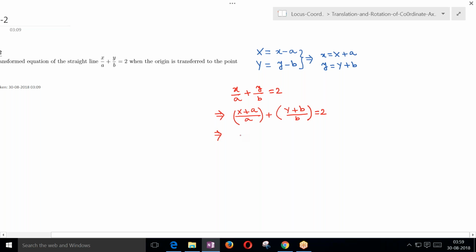Now let's do some simple algebraic simplification. Capital X by a plus 1 plus capital Y by b plus 1 is equal to 2. So from here we get capital X by a plus capital Y by b is equal to 0. This is the equation in the new coordinate system after the origin is transferred from (0, 0) to the point (a, b).